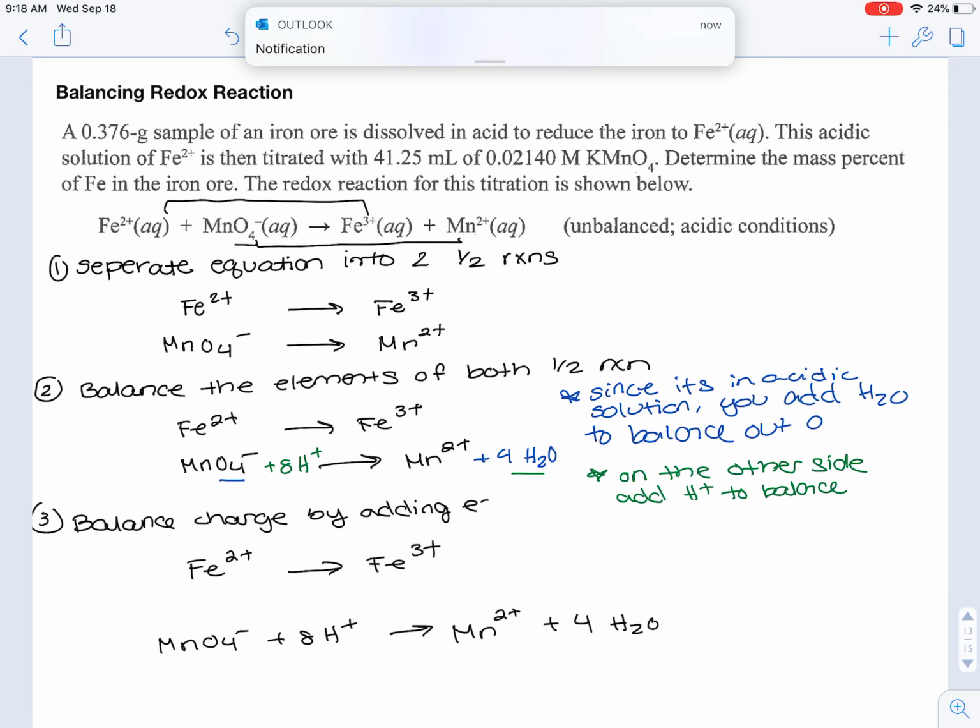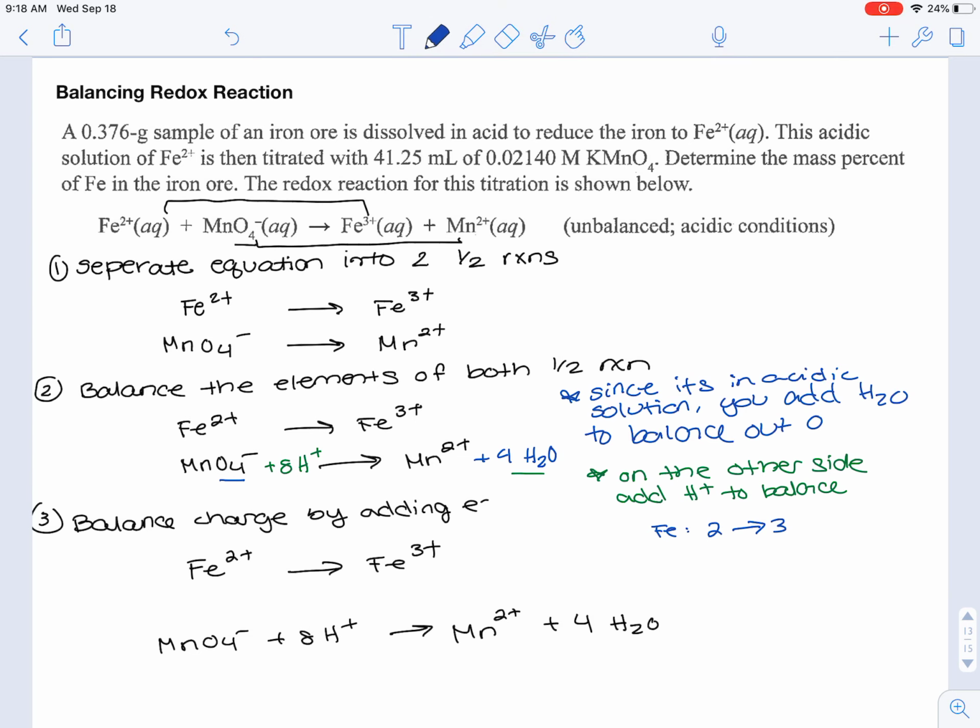Okay, so iron went from 2 to 3. It increased in oxidation number. It became more positive, so it lost 1 electron. So you would add 1 electron to the product side.